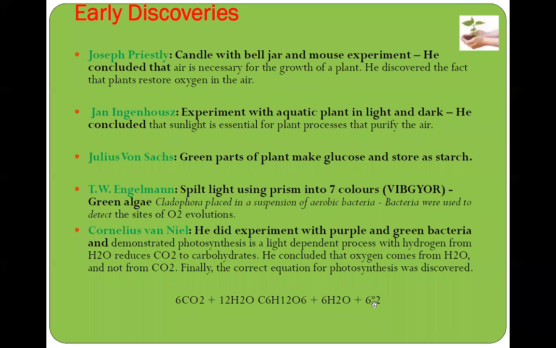So now you see here that Cornelius Van Niel was the one who worked with two bacteria, the purple bacteria as well as the green bacteria. He demonstrated that the photosynthesis process is light dependent. Light dependent means it occurs only in the presence of light, right? For this reason, Cornelius Van Niel explained that oxygen is coming from the water molecule and not from the carbon dioxide, right?